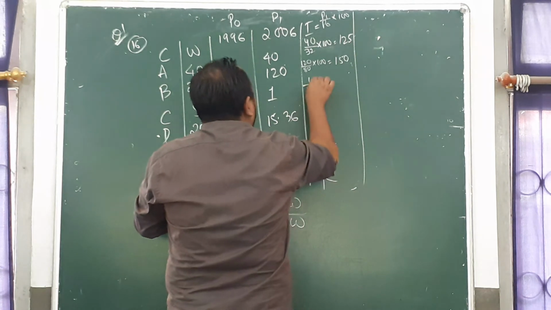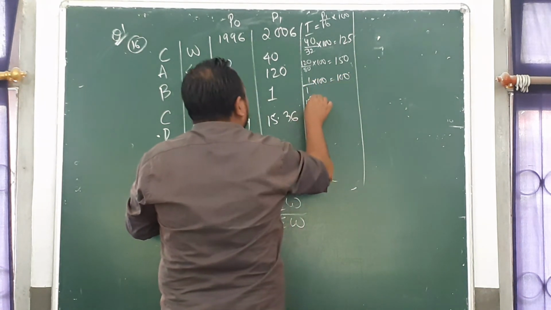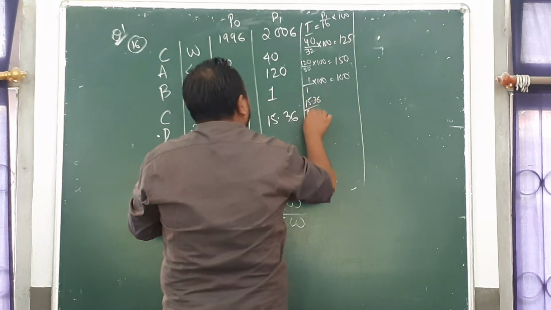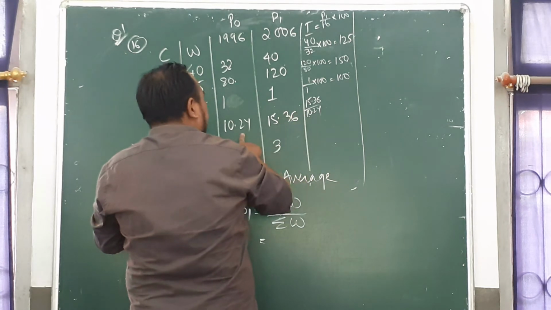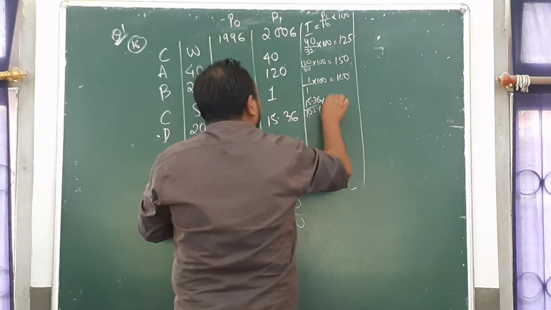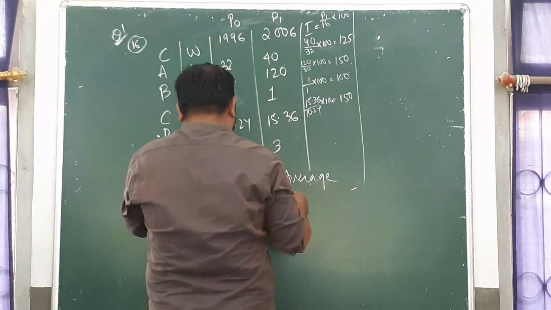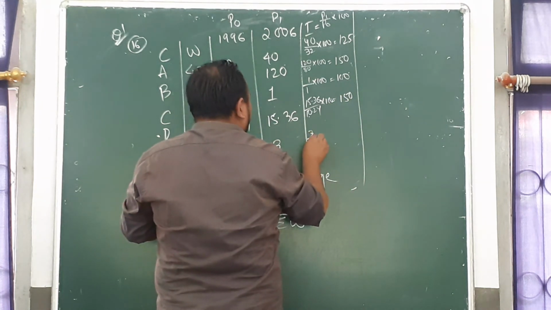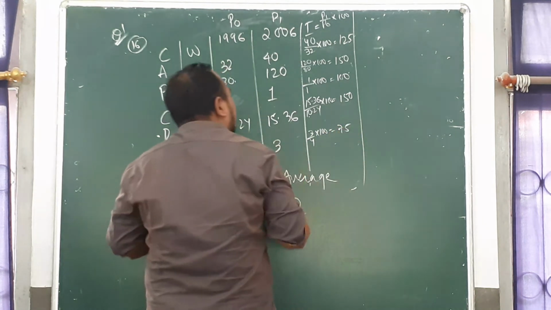1 divided by 1 into 100 becomes 100. Next, 15.36 divided by 10.24. I hope you are understanding how you are getting this: P1 by P0 into 100. This is coming to 150. And the last one, 3 divided by 4 into 100, is coming to 75. So you got a column containing I.